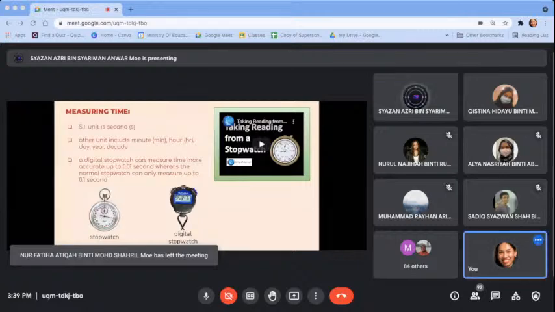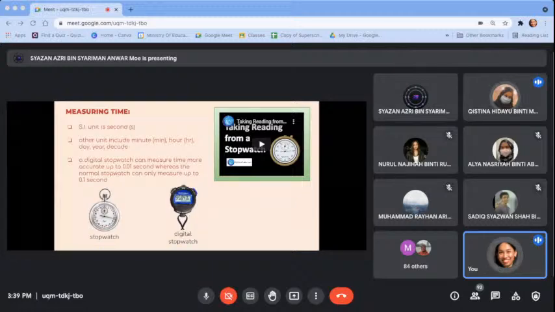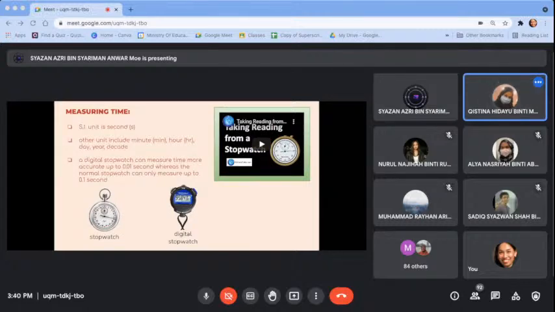Next is measuring time. The SI unit of time is the second. But there are also other units that are used to measure time, such as minute, hour, day, year, and decade. We can use a normal stopwatch and a digital stopwatch to measure time. But if we use a digital stopwatch, we can measure time more accurately, up to 0.01 second. Whereas if we use the normal stopwatch, we can only measure up to 0.1 second.